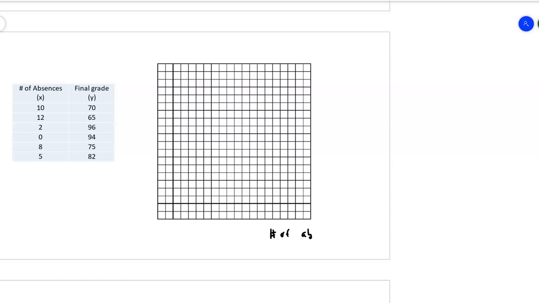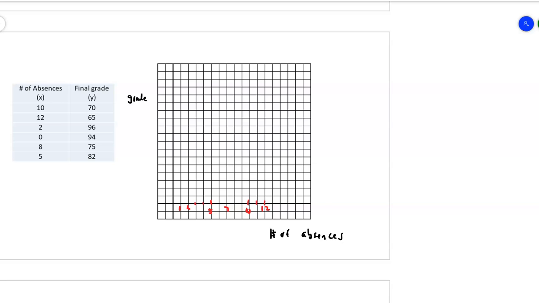on the x-axis and final grade on the y-axis. Now, let's think about what kind of numbers we have. The absences go from 0 to 12. So maybe I'll make every line worth 1. 1 absence, 2, 3, 4, 5, 6, 7, 8, 9, 10, 11, 12. Okay, so there's my scale for number of absences. Each of those grid lines is a point on my scale.